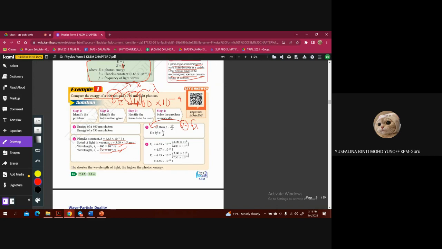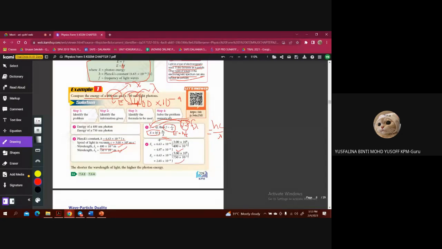Then f equals c over lambda. They arrange it back. Then they use the formula E equals hf, right? So they just replace the f with this equation, and we will get hc over lambda. So this one comes from here: v equals f lambda, then f equals v over lambda or c over lambda. Then you replace, you get this equation, hc over lambda. Then you just straight away put it in the formula, and you will get this answer.